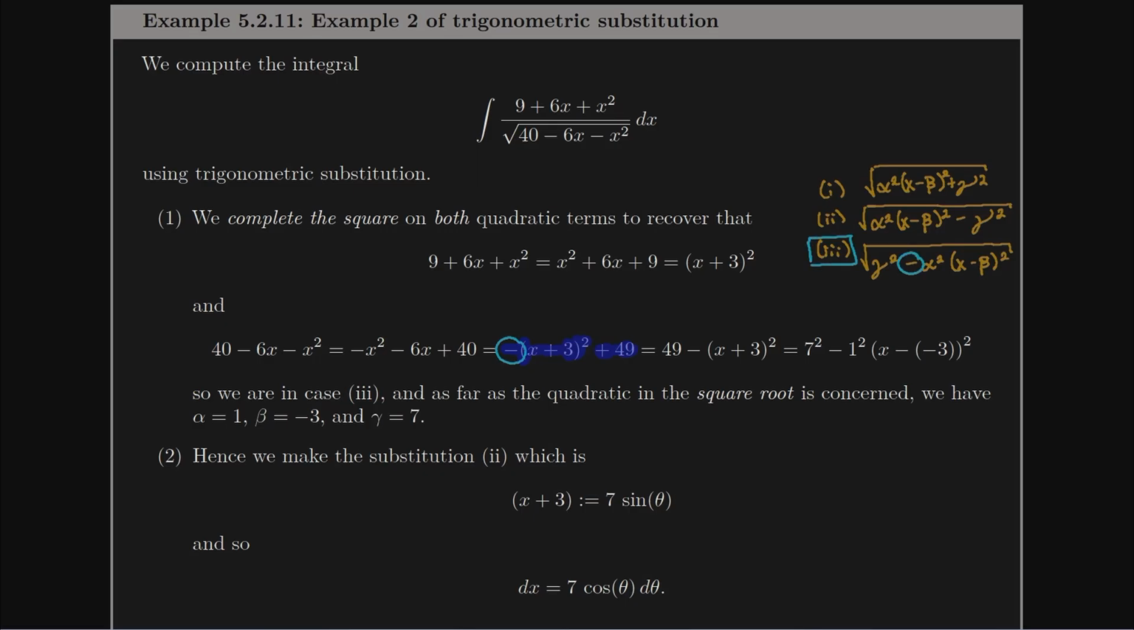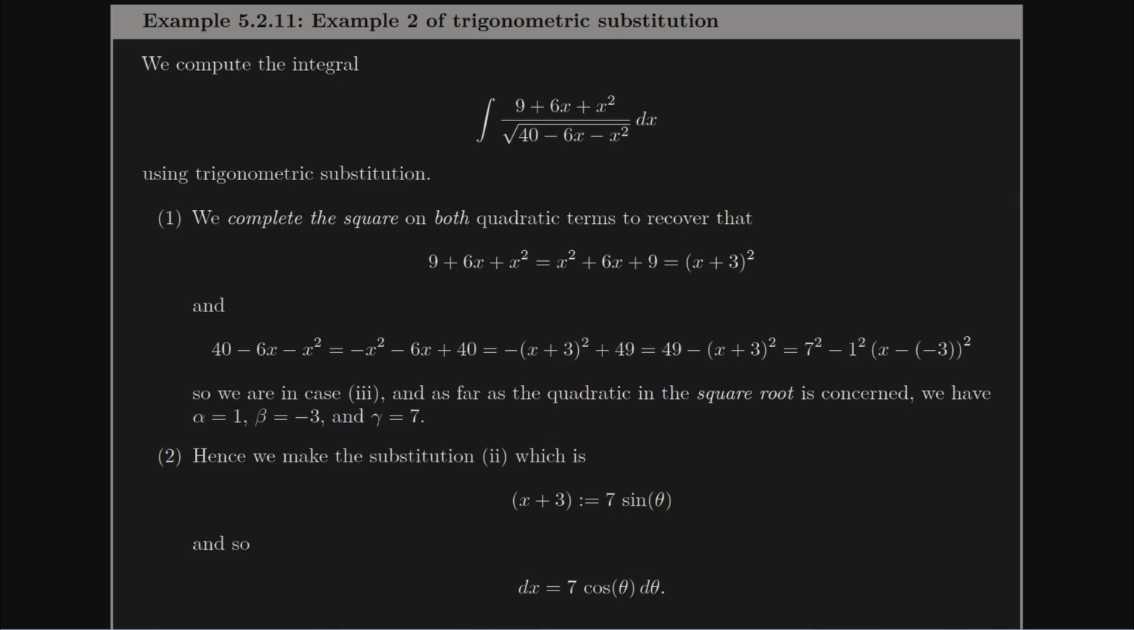So once we're in case 3, we have to identify alpha, beta, and gamma. It's going to be the square root of the terms that we see. In particular, this 49 we're going to think about as 7 squared. The one out front is going to be 1 squared. And in fact, with beta, we'll think about beta as negative 3. So that's going to be alpha, beta, and gamma, and we are definitely in case 3.